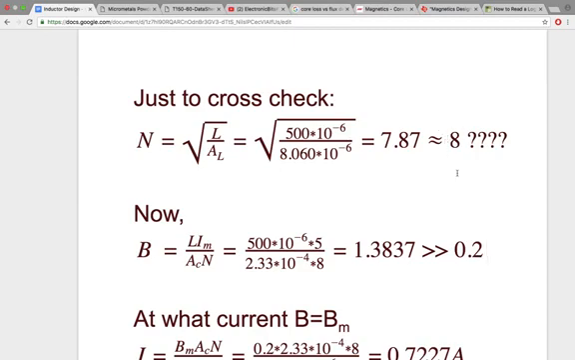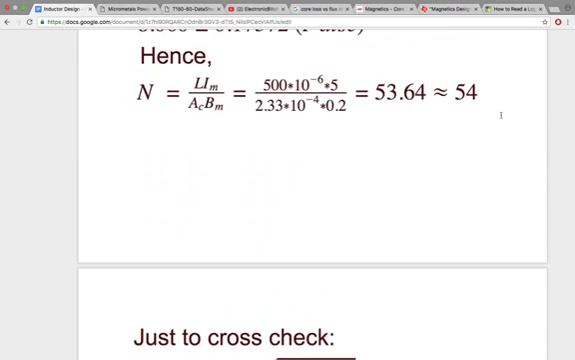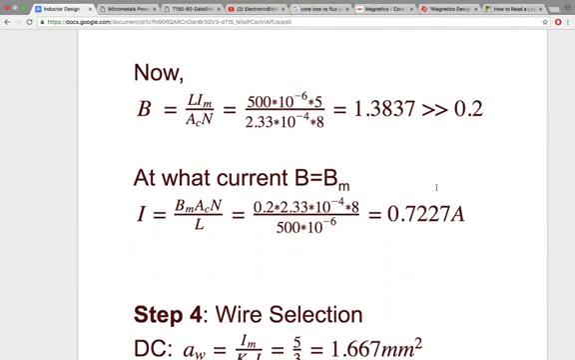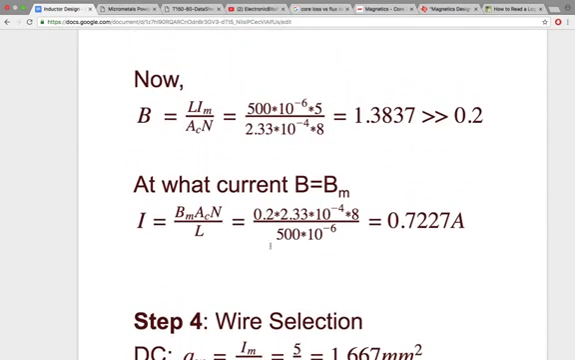It would be really good if we could have 8 turns and meet the current and flux density requirements, but we cannot. So we have to provide 54 turns with a suitable air gap to get the correct reluctance of the material. This is just to give you an idea of what can happen if you don't take care of the proper design.